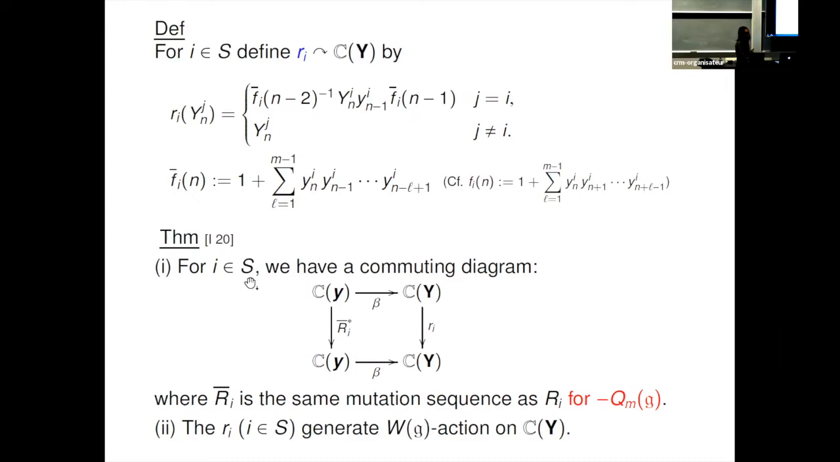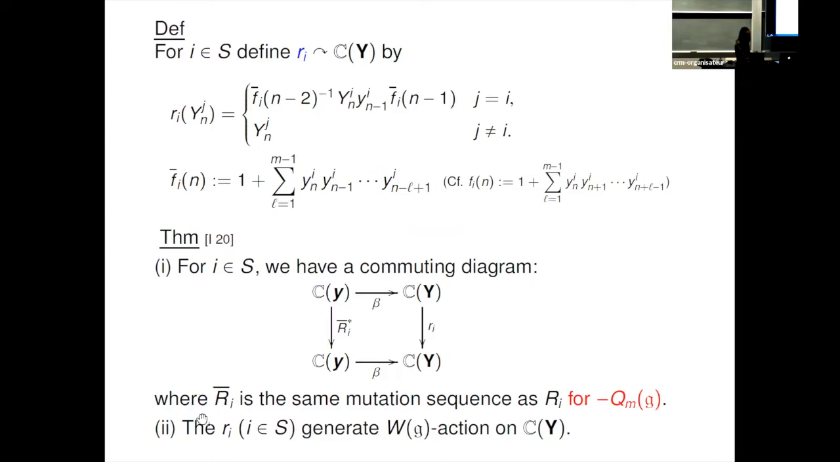For element i in the rank set, we have this diagonal commutative. So we have the action Ri, which we just defined here. And we have the cluster R matrix action on Y variables. And here, R bar is almost the same as the previous one, Ri, but this R bar is defined in the same way, but for the quiver minus QMG. So this minus means the same quiver, but the direction of all arrows is opposite. So this is the reason we have a decreasing sequence now. Essentially, R and R bar both generate the Weyl group action on the same rational function field.